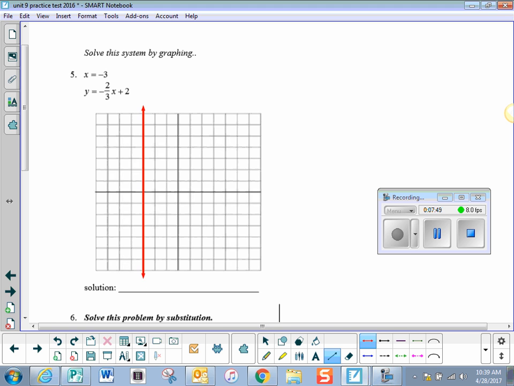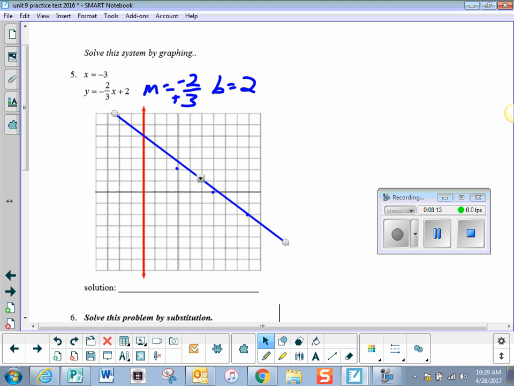Oh yeah, that's right. Okay, on the second one, m is negative 2/3 and b is 2. B is where I start, and I rise negative 2. That's a positive 3. Run positive 3. Negative 2, positive 3. Oh, yeah, that's right. So when I connect those and straighten it out, I realize that the point of intersection is negative 3, 4.